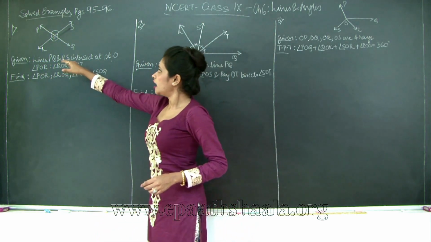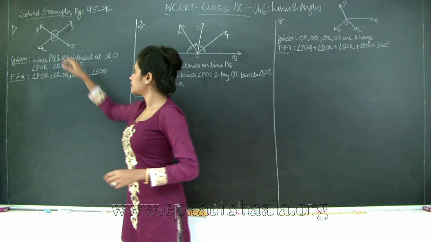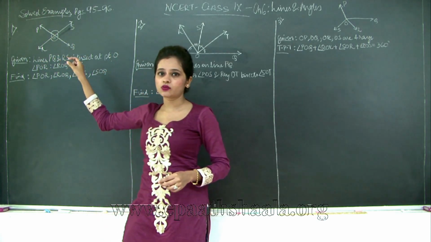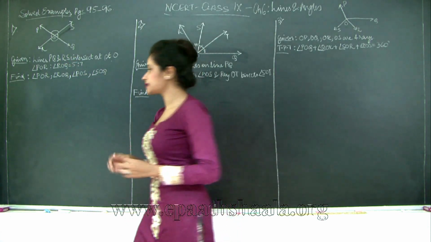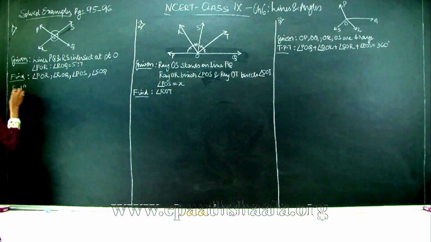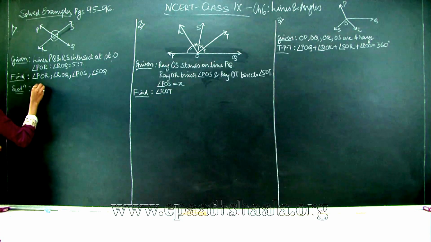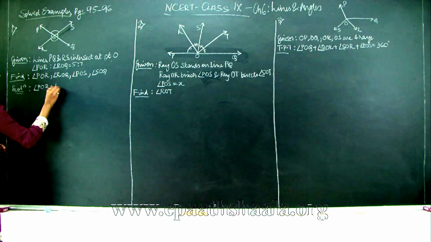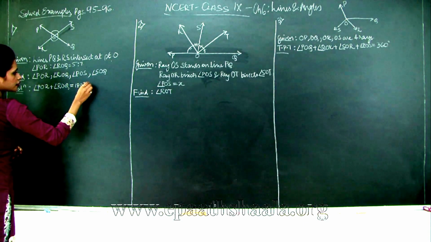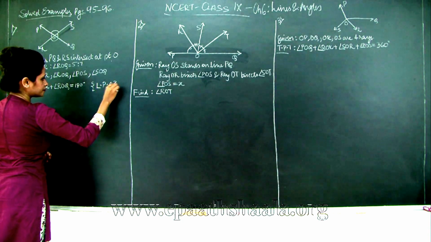First of all, PQ is a line, right, and OR is standing on this line. Therefore, angle POR and ROQ sum up to give you 180 degrees. Why? Due to the linear pair axiom. Let's write this down. I'll say solution. Angle POR plus angle ROQ is equal to 180 degrees. And I'll say linear pair axiom. I'm just writing LPA for linear pair axiom.